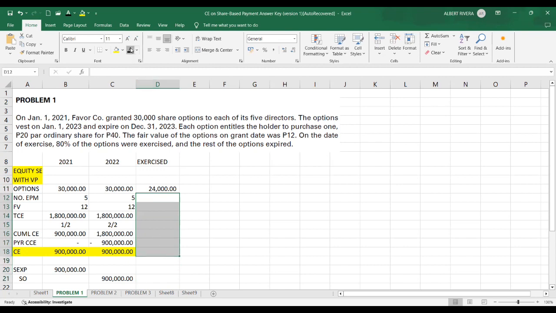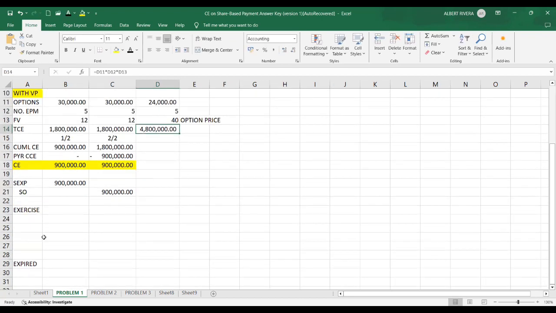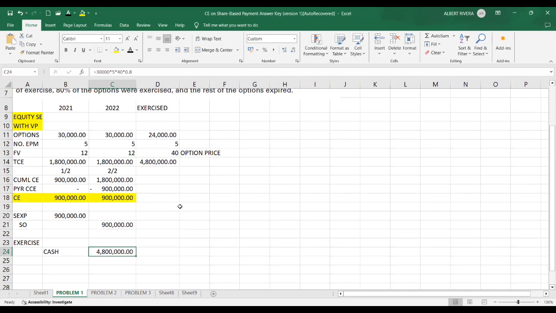24,000 times 5 employees and the option price. This would now be the option price. In-exercise mo na eh. So, the option to purchase, option price is 40. Okay? So, this would be the cash that you will be debiting. So, this is 24,000 times 5 times 40, and this would be 4.8 million pesos. So, ang entry mo dito, debit cash, meron ka ditong 4.8 million pesos. Okay?